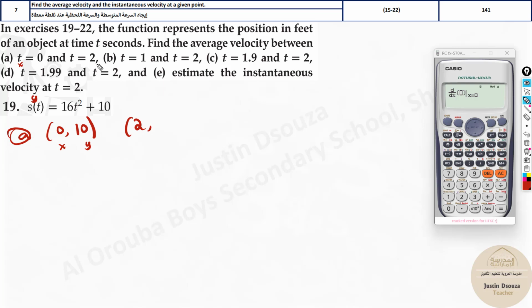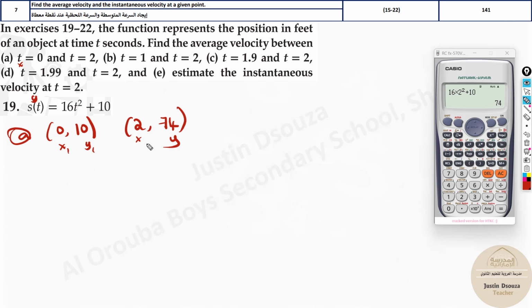2, comma, now here, substitute 2 instead of t. I'll just use the calculator here. So all you need to do is 16 times 2 squared plus 10. What's the answer? It's 74. So when x is 2, the y is 74.